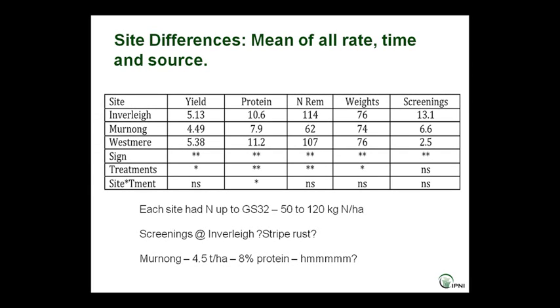In terms of those 3 sites in Victoria, there's the yields: Inverleigh 5.1, protein 10, 11, nearly 10.5, Murnong 4.5, 7.9, 5.4 and 11.2. What jumps out at you there? Say again? Okay. We would say that we've left yield on the table because the protein content is so low.